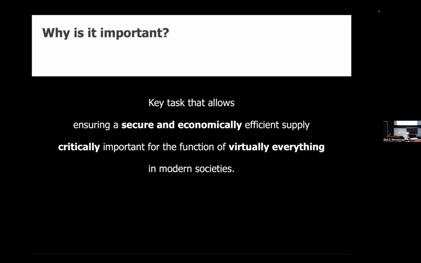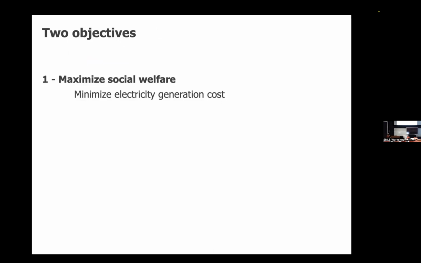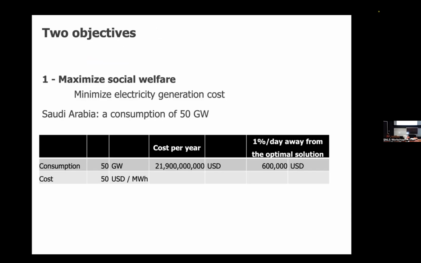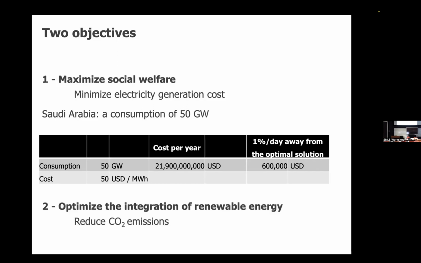So what is the objective? The objective is to maximize the social welfare, that is, to minimize the electricity generation cost. If you consider the case of Saudi Arabia, where you can have a peak consumption of 50 gigawatts, and if you consider this cost of the energy, this is the cost per year in dollars, right? 1% away from the optimum, if you consider that this is the optimum, 1% away in terms of money is 600,000 per day. So this is a relevant problem to be solved, and it is a very large scale problem. It helps also to integrate the renewables and to reduce CO2 emissions.